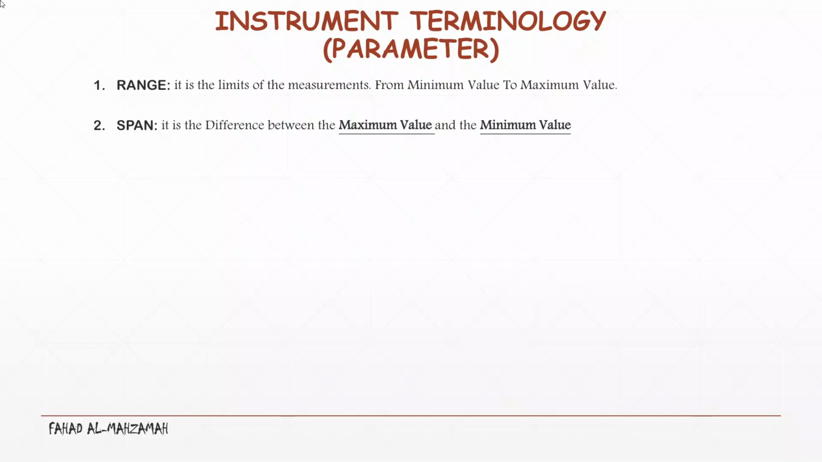So for example, if you have a device that measures from, let's say, 10 to 110, so the range is from 10 to 110, for example degrees Celsius if it's a temperature gauge. Now what about the span? The span is the difference between these two values, between the maximum and minimum. So we will take 110 minus 10, and the answer is 100 degrees Celsius. So only one value.